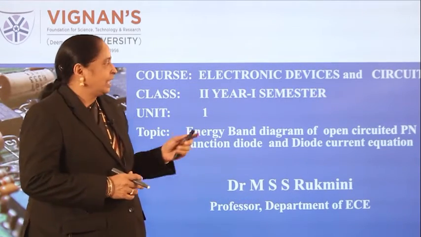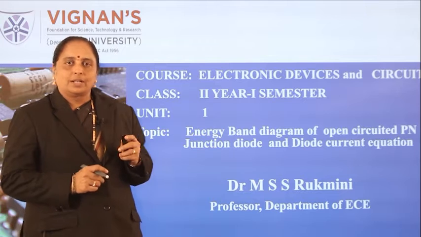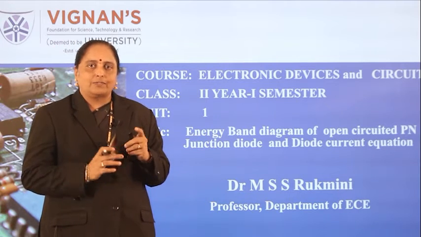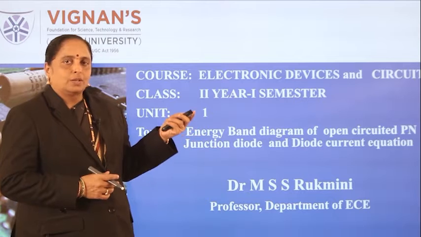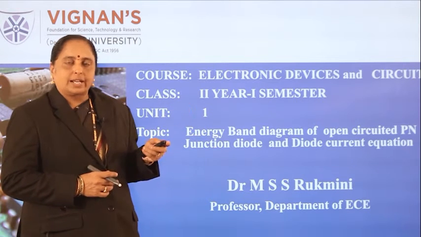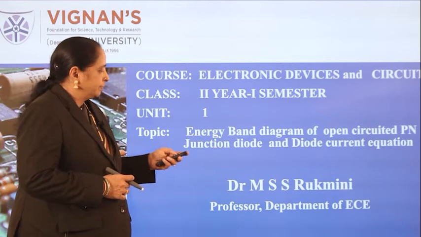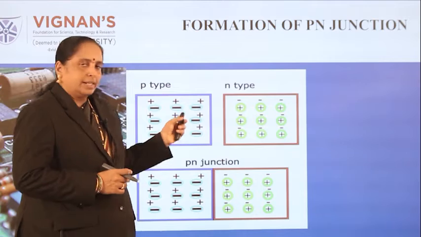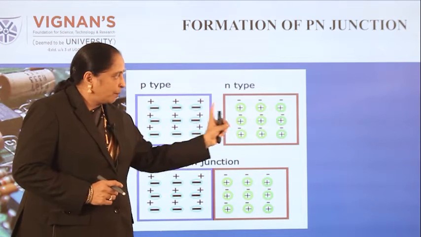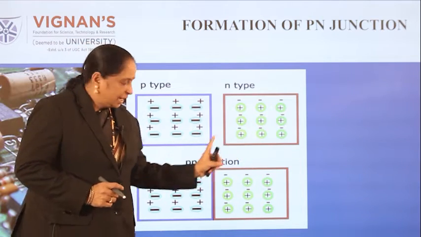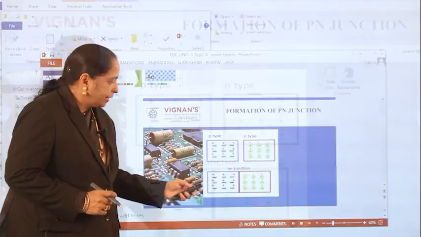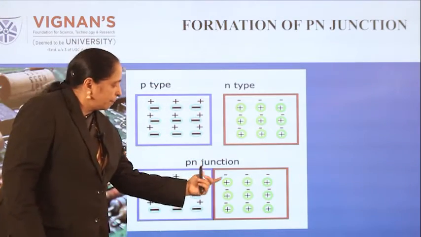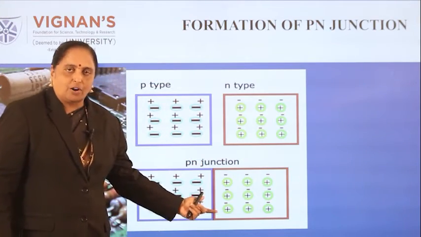Dear students, in the last class we discussed the energy band diagram of an open circuited PN junction. Now let us move to the operation of a PN junction diode. When a P material is combined with the N material, it will form a junction. For this we have studied how a PN junction is formed.